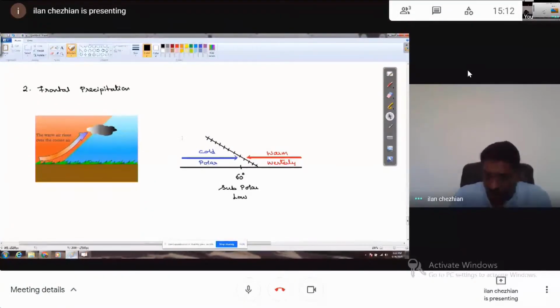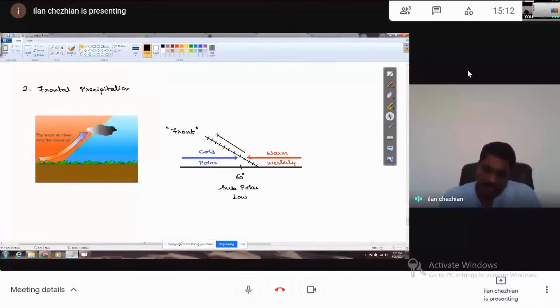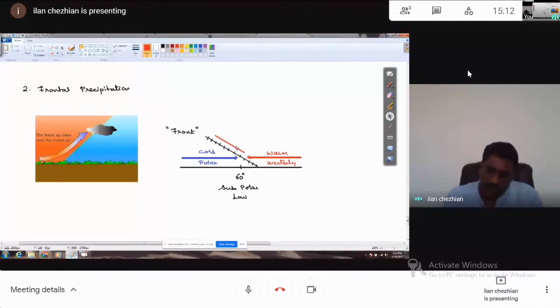This is what you call a front. So a front is nothing but the boundary of an air mass. Now, my dear friends, what happens? We know that any warm air mass is always less dense, and it has a tendency to climb over the cold air mass.